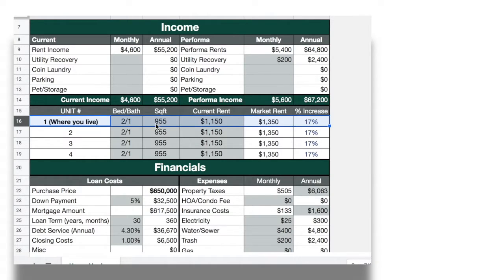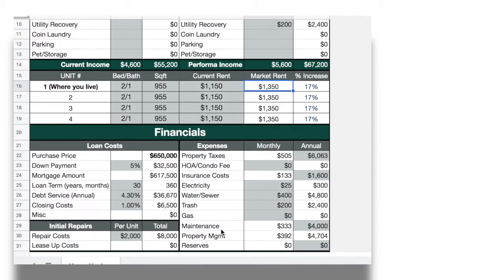So theoretically, when you increase everybody else's rent, these other 3 people's rent, you're going to pay yourself $13.50 a month in rent. Okay, so it's kind of weird, but you're going to just think of it that way. I pay rent of $13.50. The fact that I'm my own landlord is irrelevant. Okay, so here we go.